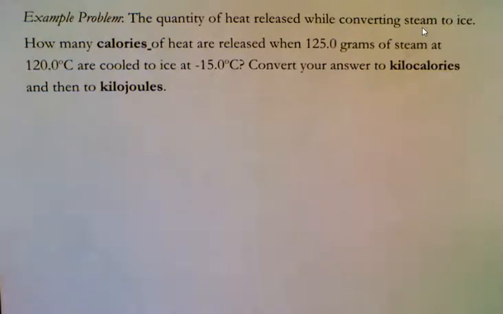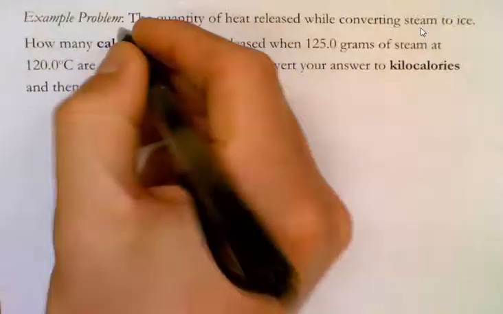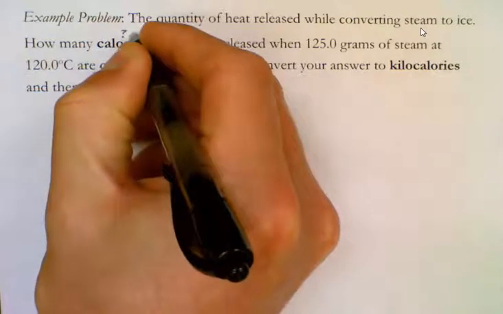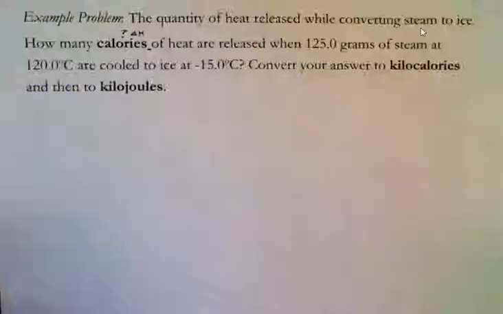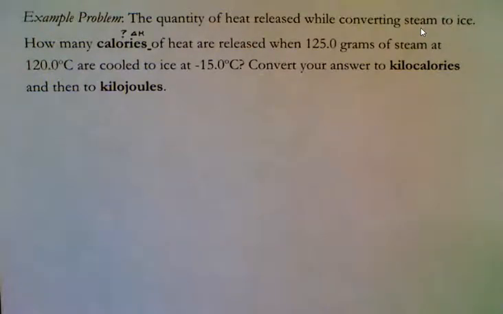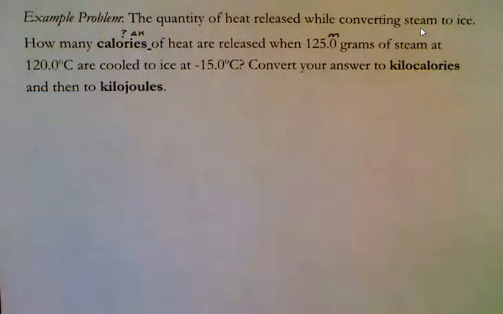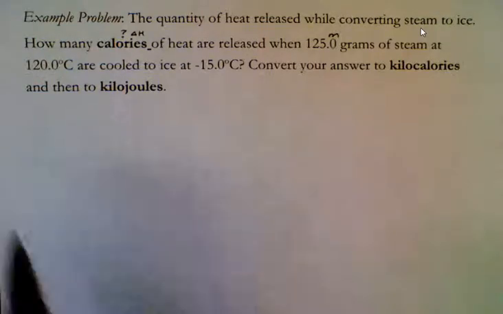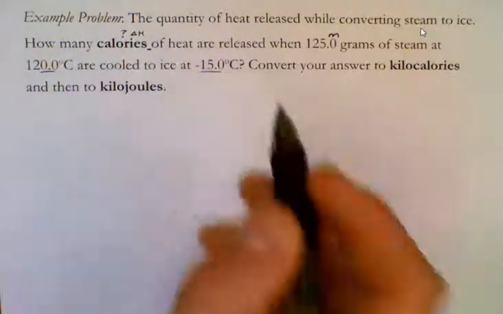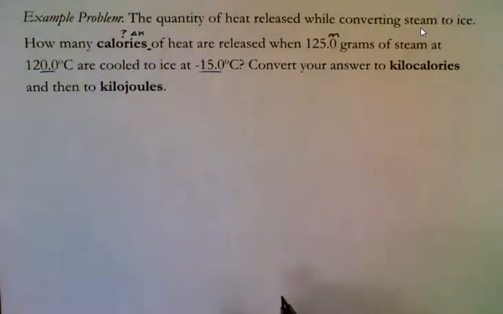Like all problems, we want to identify what we know and keep a good order of everything we know. How many calories? So that's our question mark. That means we're going to solve for heat. Calories is heat. Are released when 125 grams of steam, so that's a mass, at 120 degrees C, so that's a first temperature, are cooled to ice at -15. So here's two temperatures that we're going to need. Convert your answer to kilocalories and then also kilojoules.